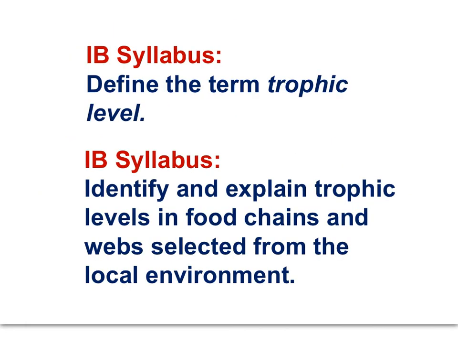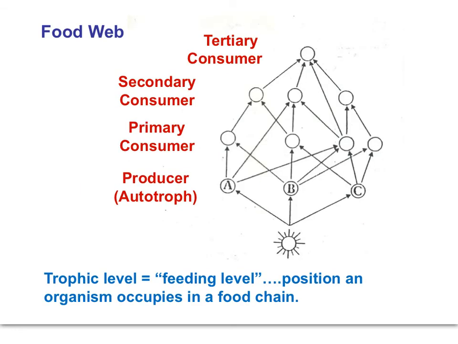So that leads us to these two IB syllabus statements. Define the term trophic level and identify and explain trophic levels in food chains and webs selected from a local environment. This diagram displays a food web involving producers and consumers, and we've defined trophic level as the position an organism occupies in a food chain. Primary producers in most ecosystems convert light energy into chemical energy in the process of photosynthesis. Then the energy is transferred from one trophic level to the next.